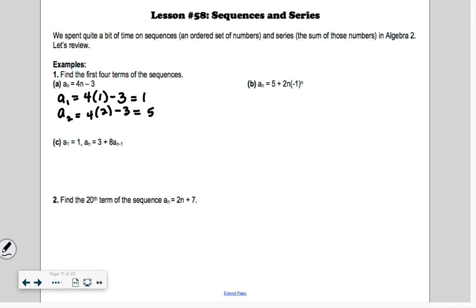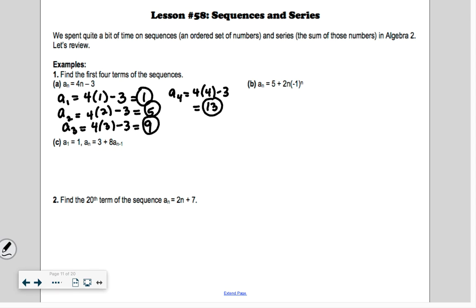So if I plug in 2, I have 4 times 2 minus 3, which is 8 minus 3, so we get 5. If I plug in 3, I get 4 times 3 minus 3, which is 12 minus 3, so it's 9. And if I plug in 4, I get 4 times 4 minus 3, which is 13. So the first four terms of the sequence would be 1, 5, 9, and 13.